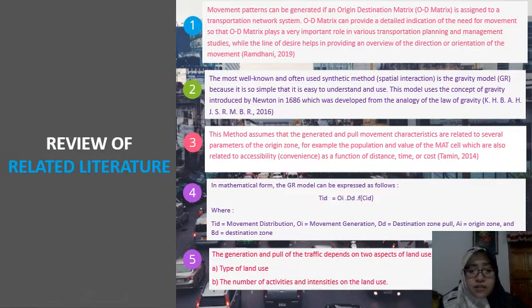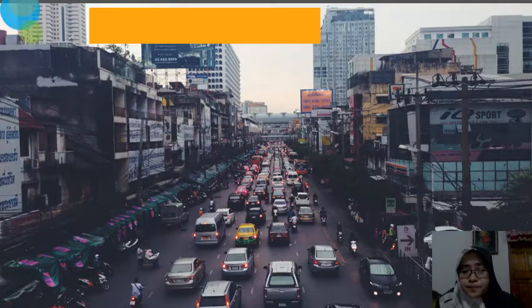The generation and pull of the traffic depends on two aspects of land use: the type of land use and the number of activities and intensities on the land use.